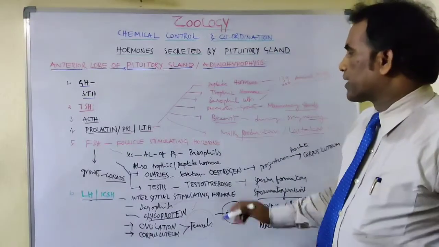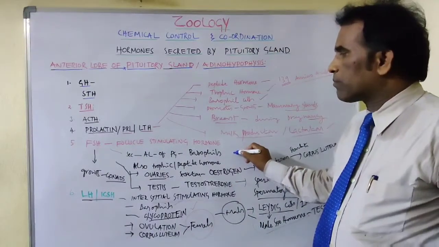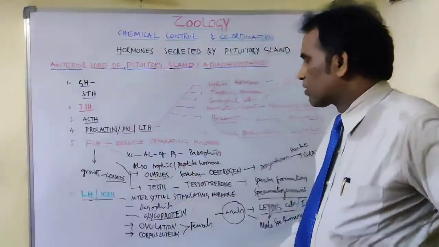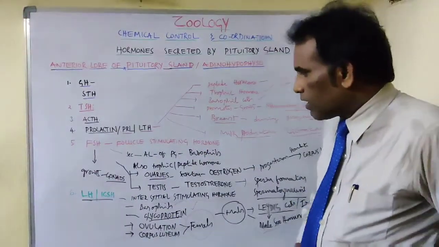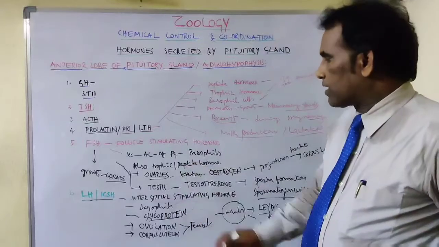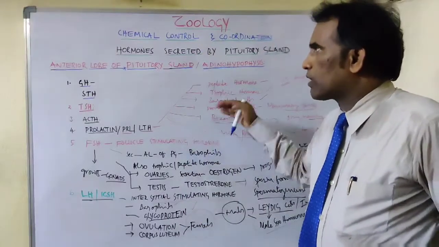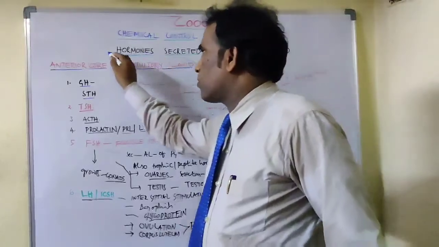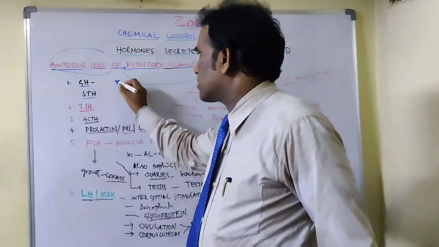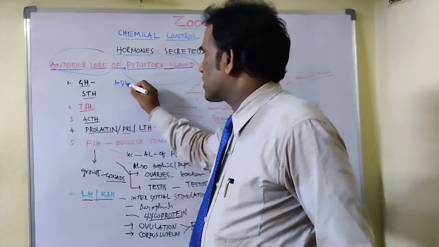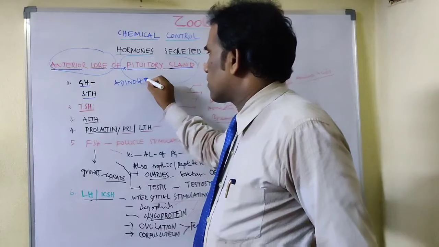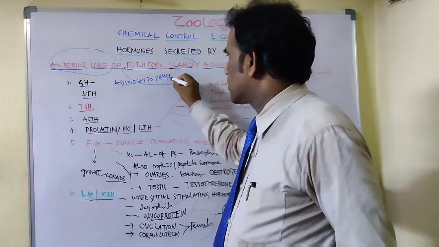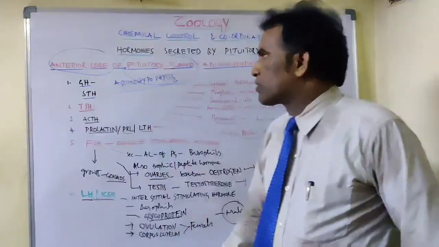Follicle stimulating hormone is mainly concerned with promotion of growth of male and female reproductive organs, called testes and ovaries. And LH hormone, as we said just now. So this is all about the hormones secreted by the anterior lobe of pituitary gland, that means adenohypophysis.